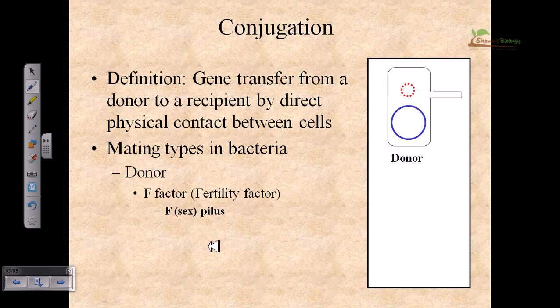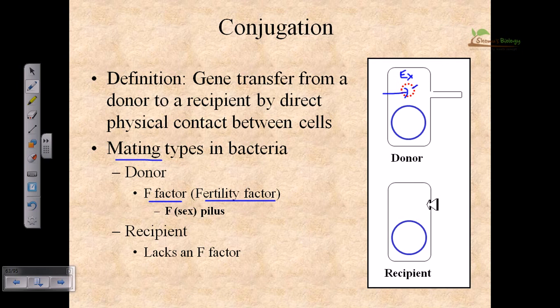Now if we think about the recipient cell, which is denoted here, the recipient cell lacks that F factor. That is why the affinity between donor and recipient happens: the donor has the F factor, the recipient does not. So the recipient will take the F factor from the donor, and finally it receives that F factor and becomes a fertility factor containing plasmid cell.